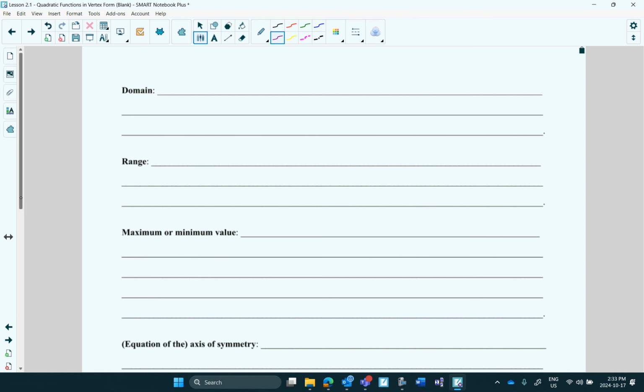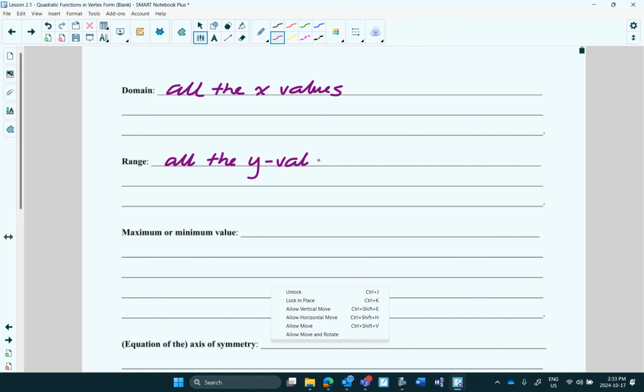The domain of any relation. Yeah, there's a lot of writing. Okay. What's the domain of a function? All the x values. And the range? Y. And remember, there were different ways to show it that we talked about last year. I'm going to use interval notation because I find it the easiest to use.